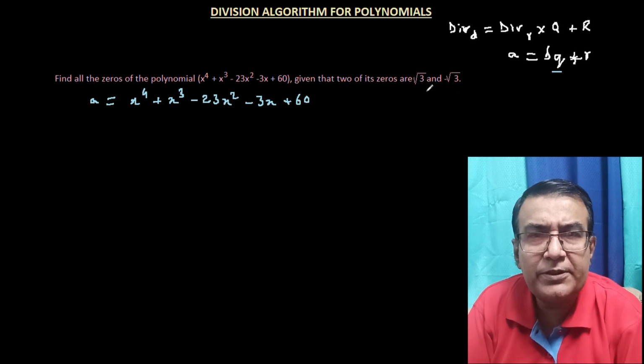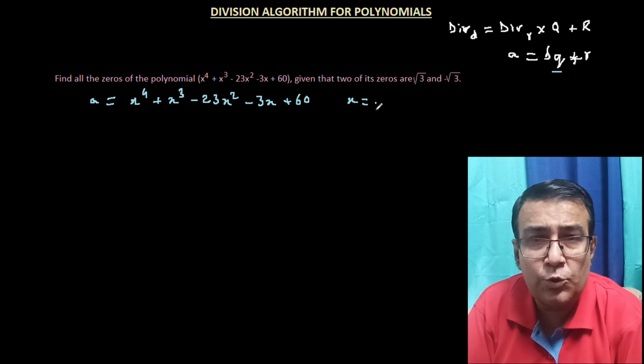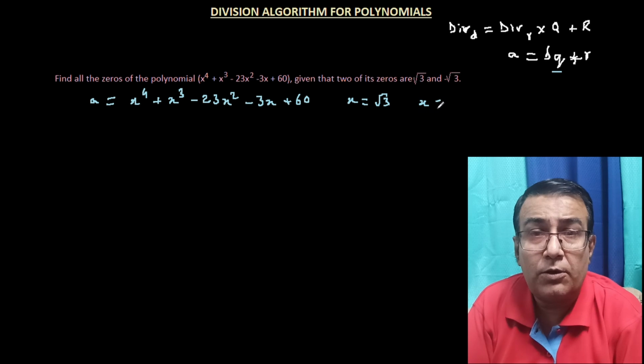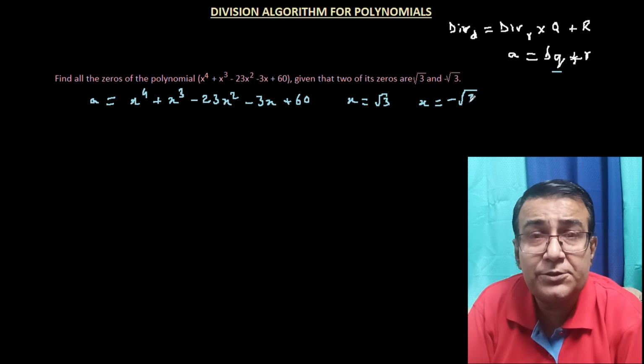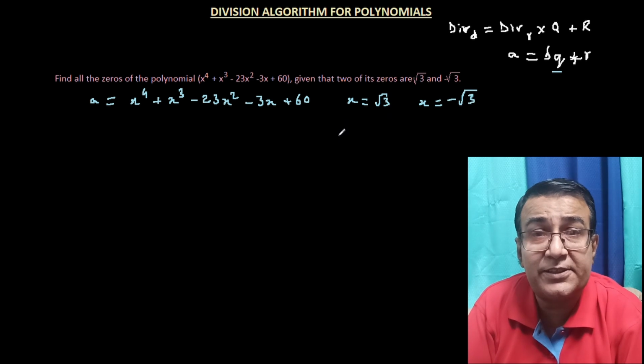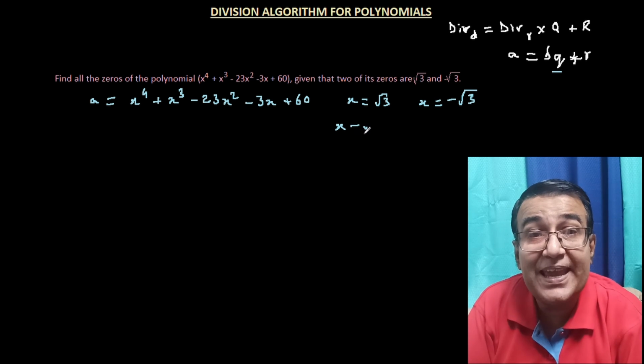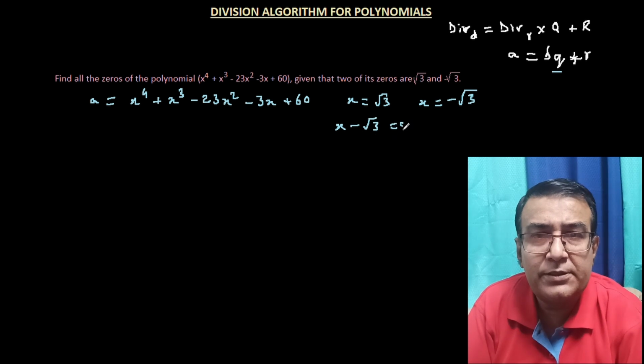And two zeros are given, so that means x is equal to root 3 or x is equal to negative root 3. Now obviously we can find the factors using the factor theorem. So x is equal to root 3. We can bring root 3 to the other side. So we are left with x minus root 3 is equal to 0. And in this case, x plus root 3 is equal to 0.